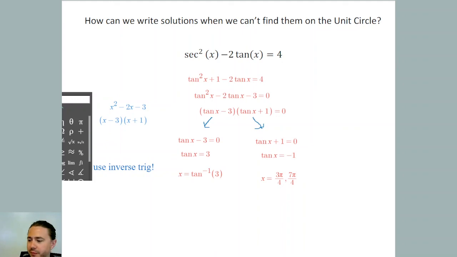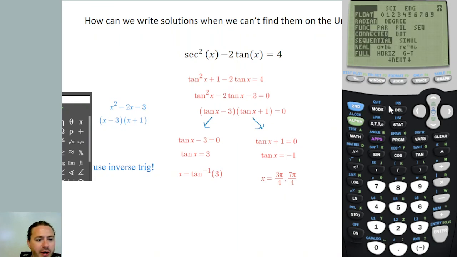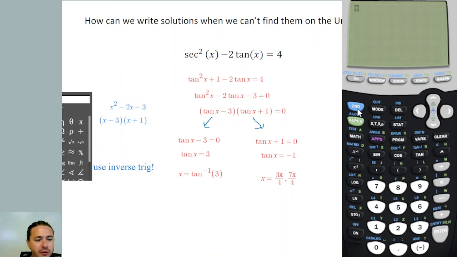Let's bring that up. Make sure you're in radians. We'll hit mode. Yep, we're in radians. So we're going to do the inverse tangent of 3. So we get about 1.25. All right, so x will equal 1.25, is how it would simplify. Now that's going to be one of the solutions.